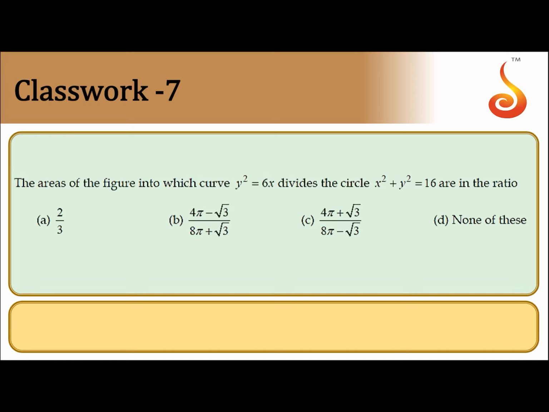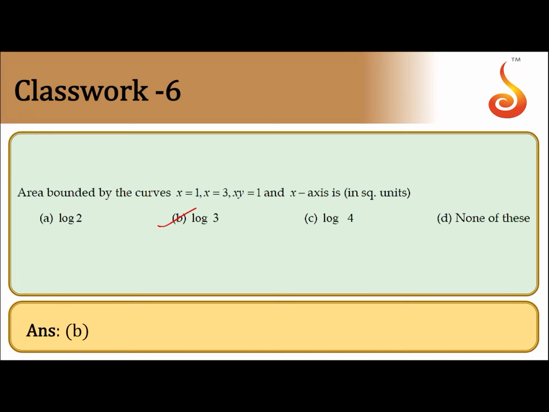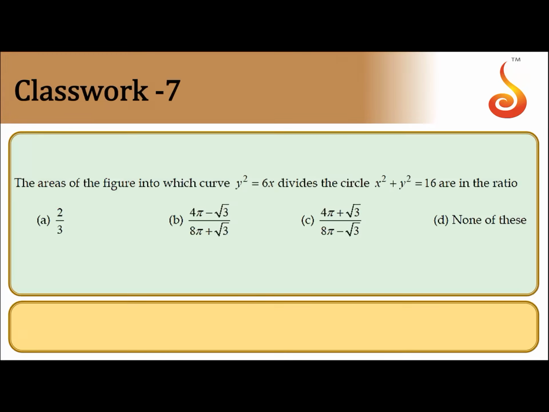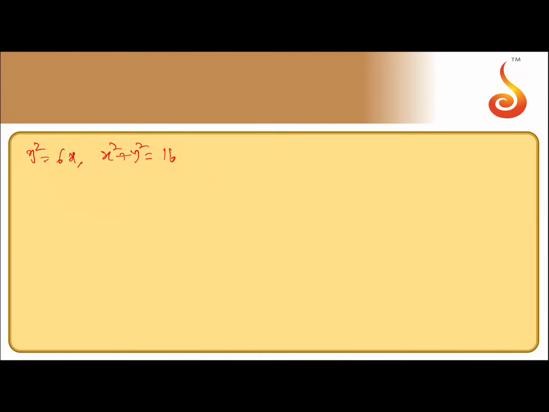The area bounded by. Now the areas of the figure into which the curve divides the circle in the ratio. This is a bit calculative. So let me take up here. y square is equal to 6x, x square plus y square is equal to 16. So one is a circle, another one is the parabola.